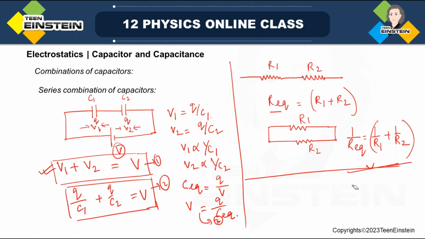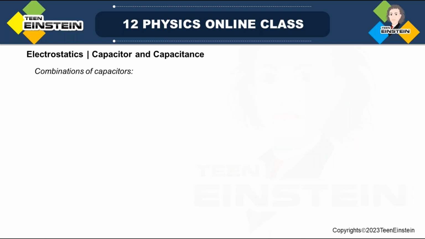So I'll write it here. 1 over C equivalent is equal to 1 over C1 plus 1 over C2. So this is the equation for equivalent capacitance for a series combination of capacitors. Now we'll see the parallel combination of capacitors. In series combination itself, I have to say some points.